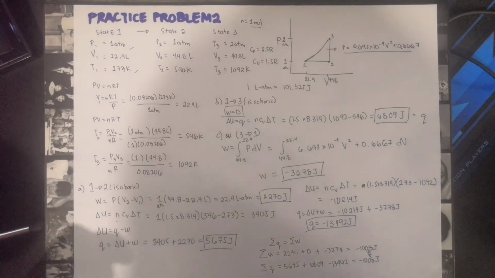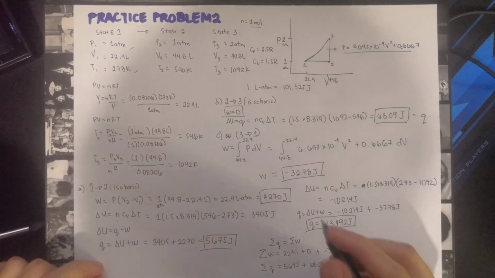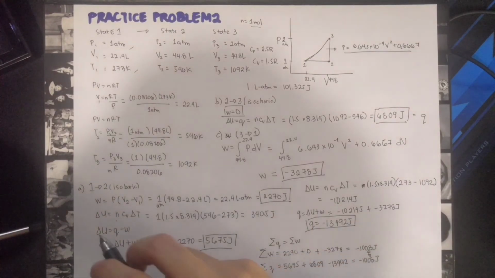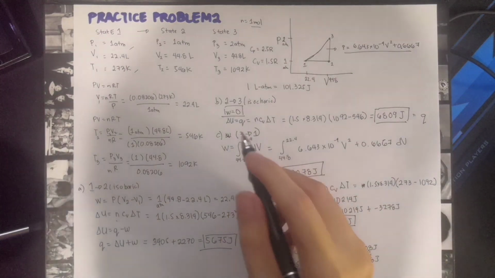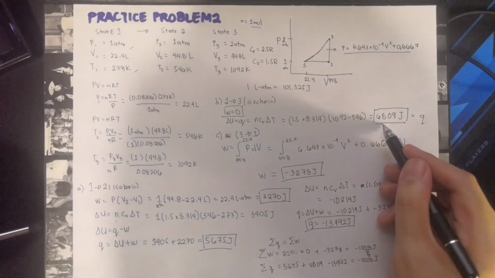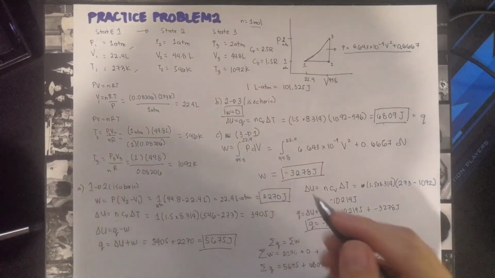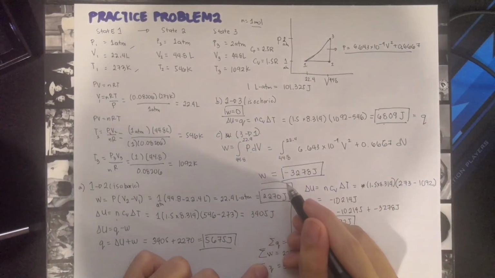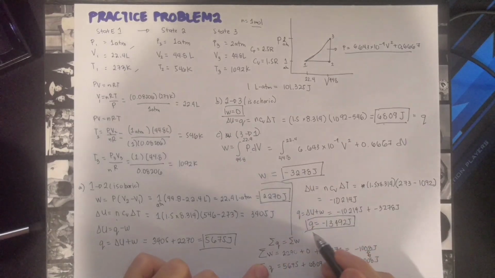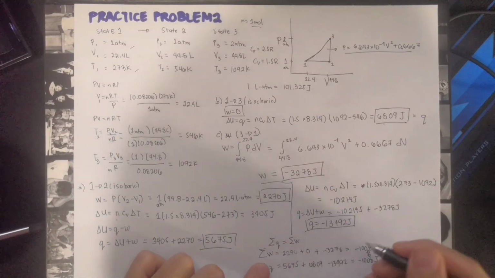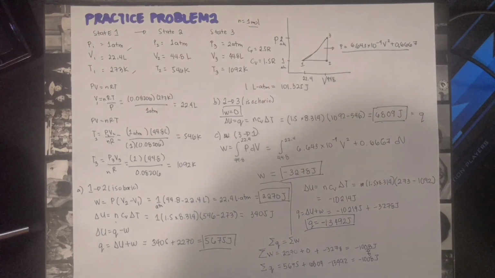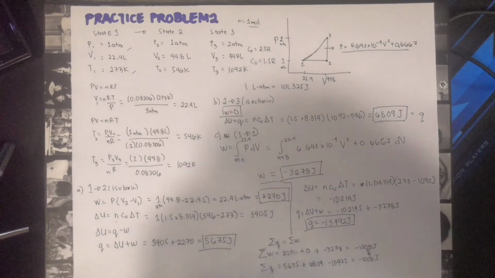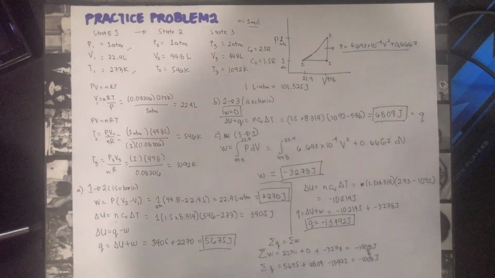So for the heat and work effects, we have 2,270 and 5,675 joules for work and heat for process 1 to 2. For process 2 to 3, work is 0, Q is 6,809 joules. And for process 3 back to 1, you have work is negative 3,278 joules and Q is equal to negative 13,492 joules. So hope you understood that, and if you have any questions, you can always ask me. Thank you.